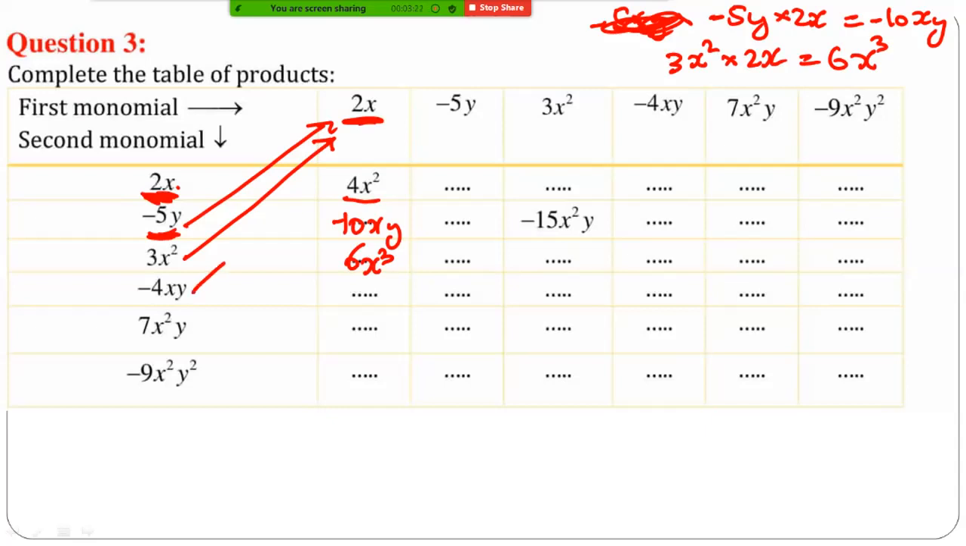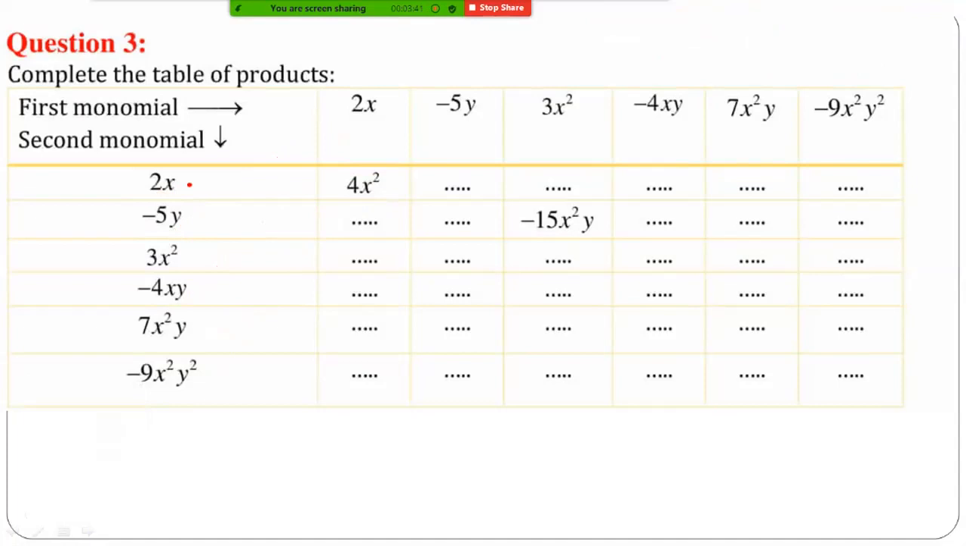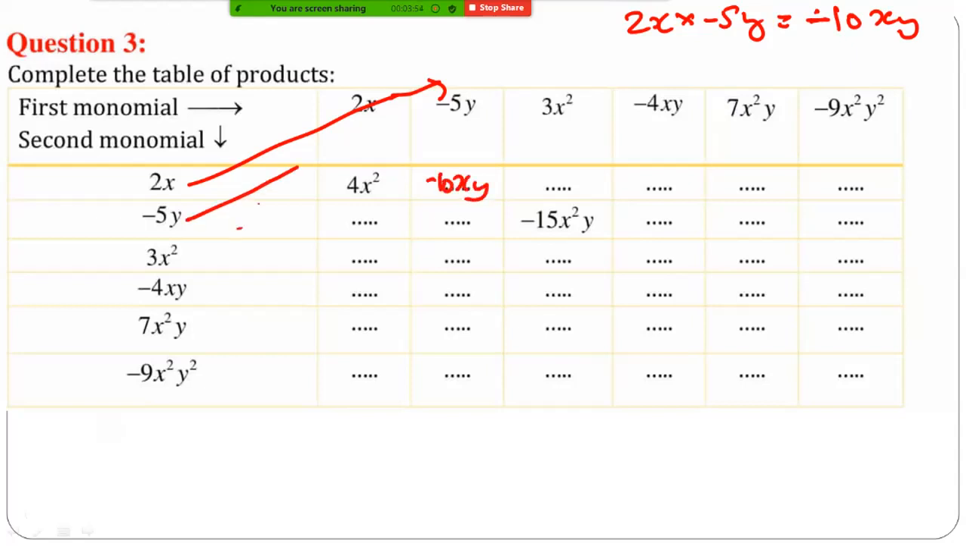Next is minus 4xy multiplied by this. Next is 7x square y multiplied by this, and next is minus 9x square y multiplied by this. Again, in the second column, this is multiplied by the second term. So 2x into minus 5y, you will obtain minus 10xy. And next, this is multiplied by this. Minus into minus is always positive. So 25y square is the answer.